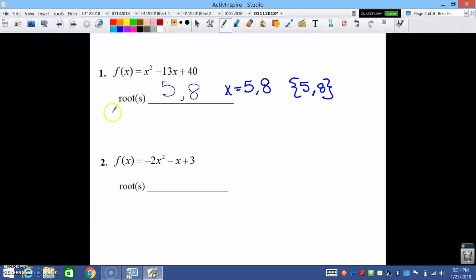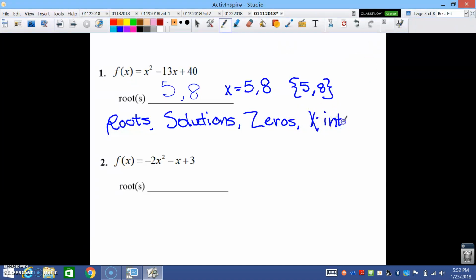So remember, we're looking for roots, solutions, zeros, and x-intercepts. Okay, bear with me guys, I'm trying out a new thing, so I'm trying to practice writing on it. Now we can do the same thing with this equation.